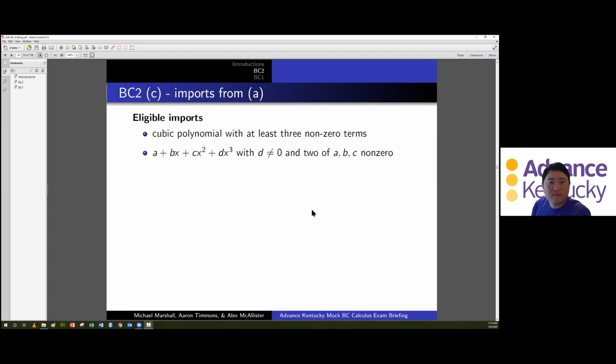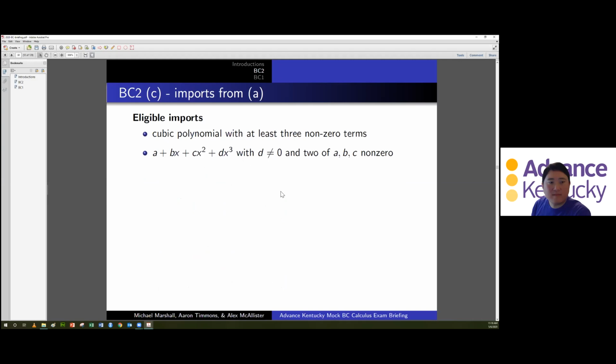So somebody asked the question about imports from part A. We're going to be a little bit more open with imports from part A in this place, where a student presents a cubic polynomial with at least 3 non-zero terms. So what are we going to be looking for? The constant on the x cubed can't be 0. It really needs to be a cubic. And then 2 of the A, B, and C have to be non-zero.